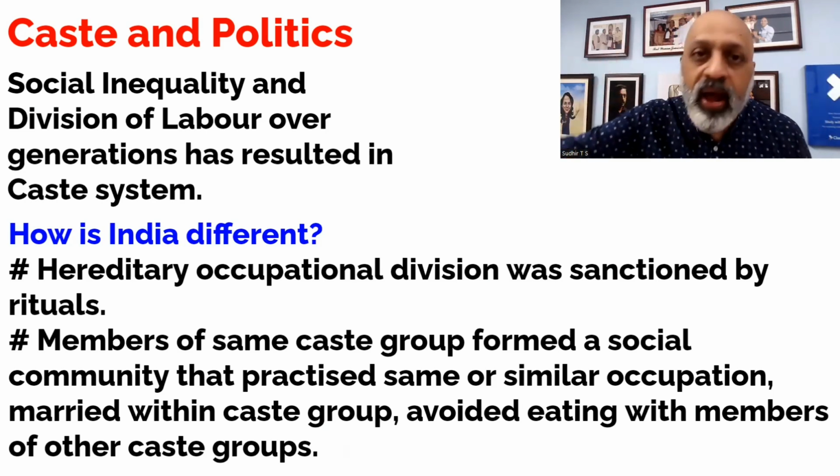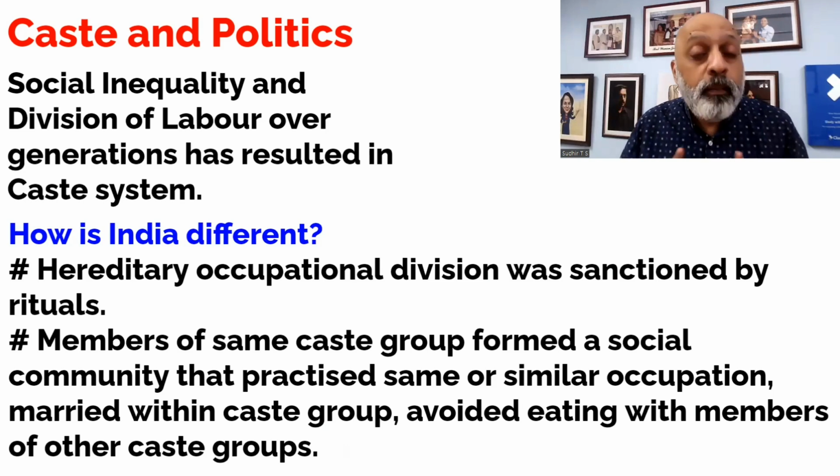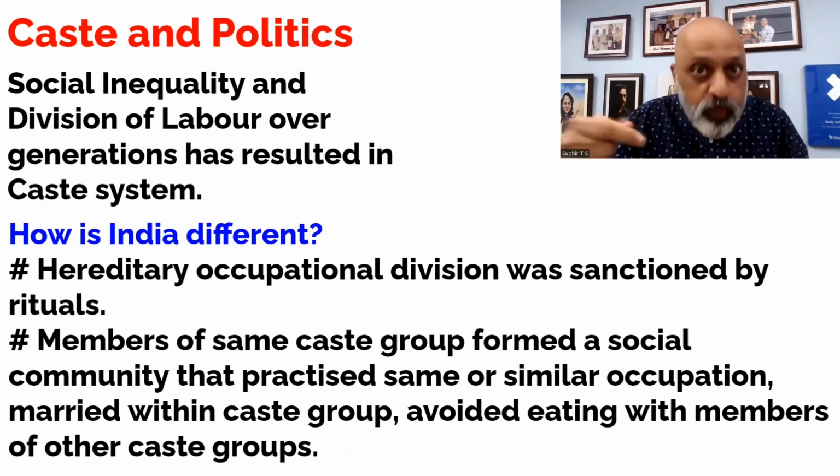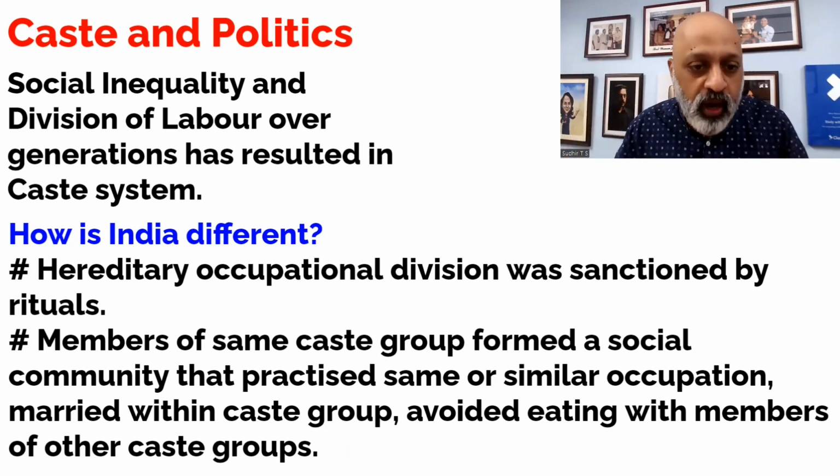You would find a Brahmin association, because people want to protect their own caste identity. They want to protect their own caste identity, and it becomes a pressure group, a political pressure group, about which I will talk in a while from now. People within India would marry within the caste, the same caste group.